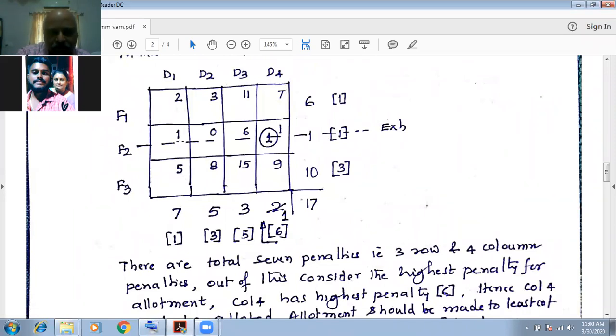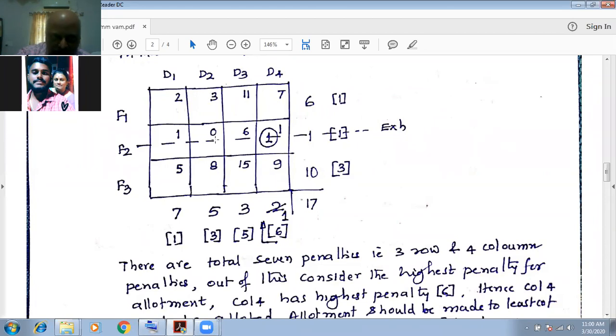What is the least cost? 1 is the least cost. The next least cost is 2. The difference of these two is 1. So that is the penalty of the column. This is C1 penalty, C1P. P stands for penalty. Now find out C2P, penalty of the second column. The least is 0. The next least is 3. So there are 3 values, 3, 0, 8.